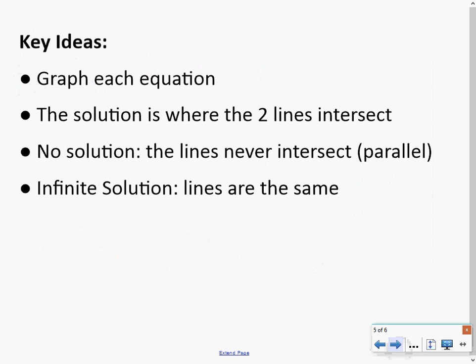So the key ideas here when we're solving by graphing are we're going to graph each equation in our system. Okay, the solution to that system is going to be where the two lines intersect. We can have special cases of no solution when the two lines that we graph are parallel, meaning they never intersect. And we can have an infinite number of solutions when we have two lines that are exactly the same. If my two lines are exactly the same, that means that they're basically going to be graphed on top of each other, and they're going to share an infinite number of points. Therefore, they have an infinite number of solutions.